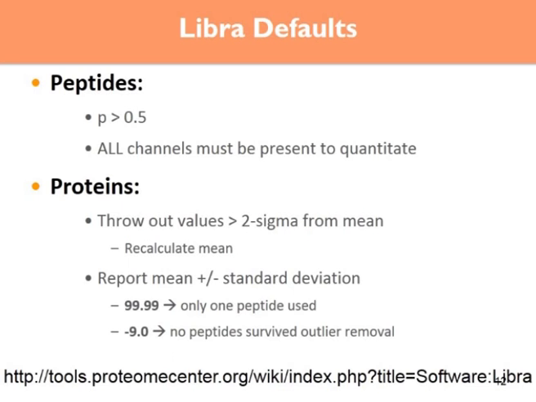Lastly, almost lastly, by default, Libra will only quantify peptides that are above 0.5 probability. It's basically not bothering with low probability peptides, since they may be wrong. Anything below 0.5 means it's more likely to be wrong than right. That's the definition.